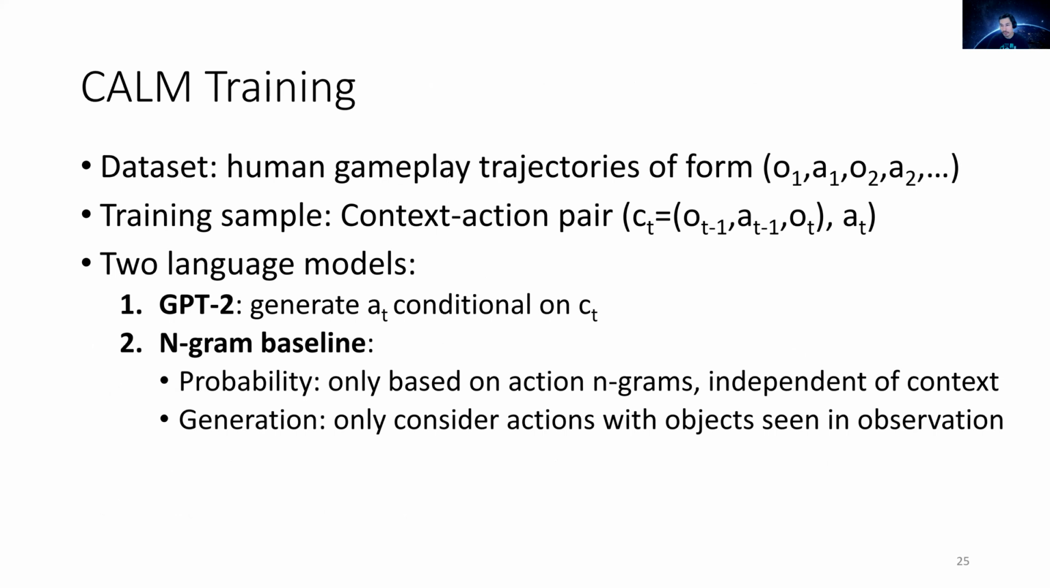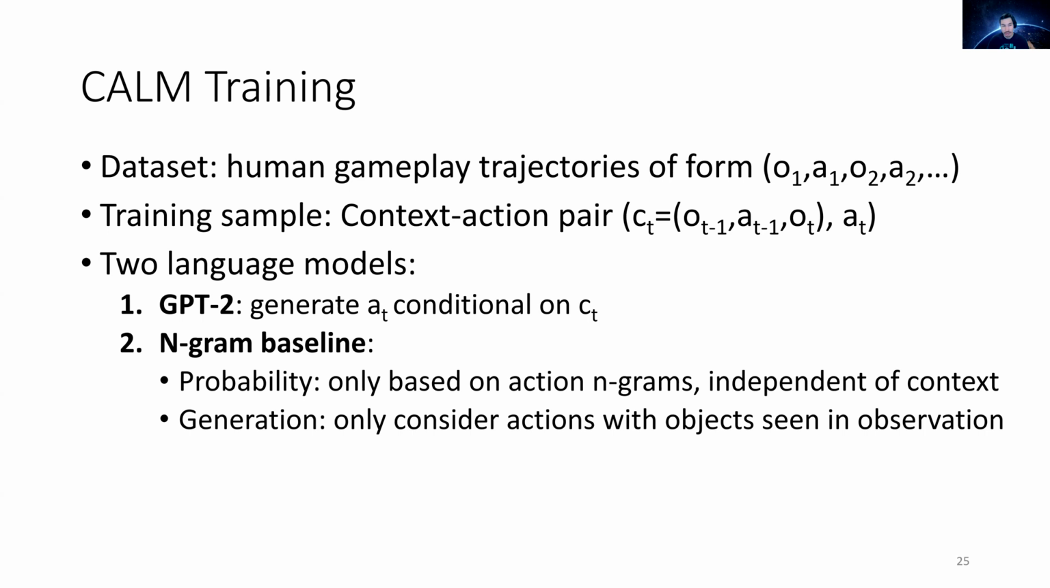A little bit more specifically, we trained this CALM model using a data set of human gameplay trajectories in the form of observations and actions. Particularly, the model is trained with a context that consisted of the current observation, the previous observation, and the previous action. And its job is to try to predict the action taken in the data set at the current time step.